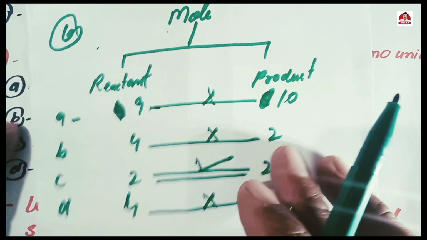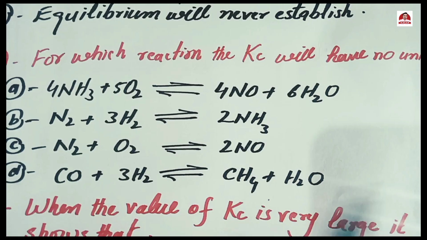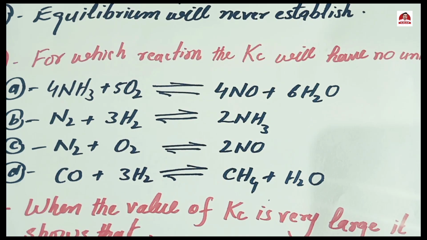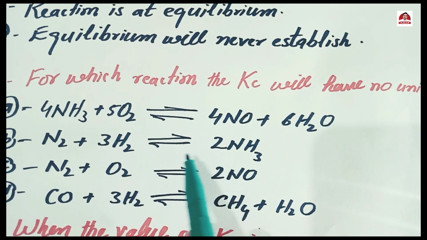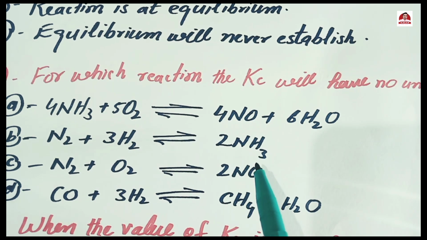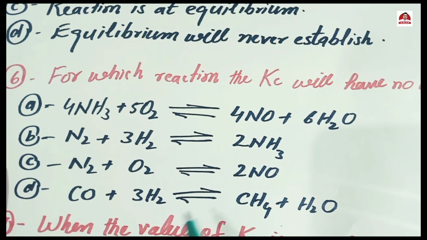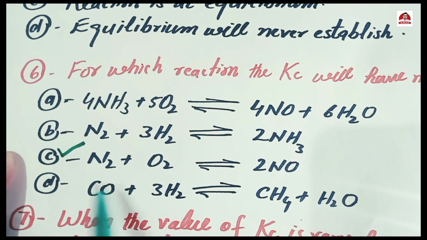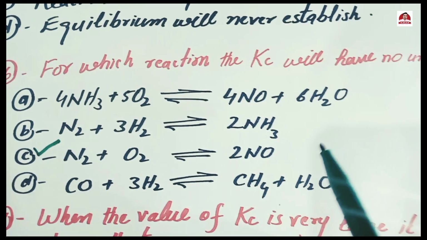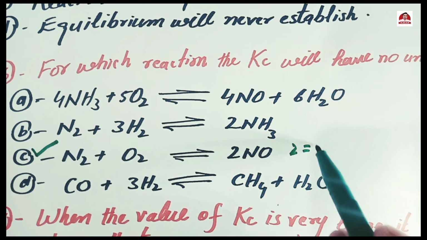So when the number of moles on both sides of reactant and product are equal, then in this reaction Kc has no unit. So the correct option is C, in which the number of moles on both sides are equal, which are 2 and 2.